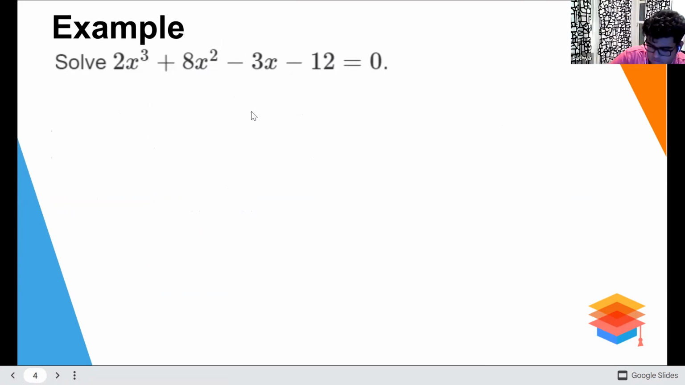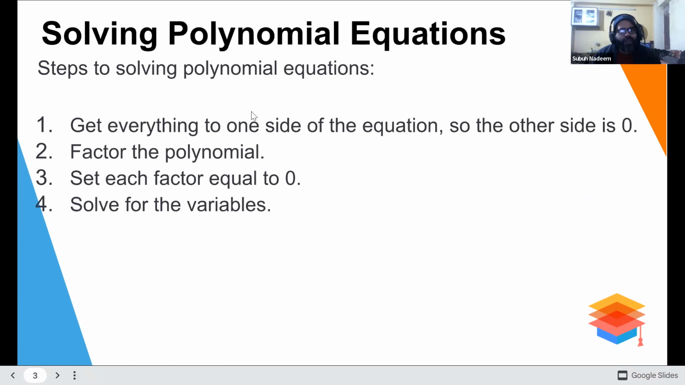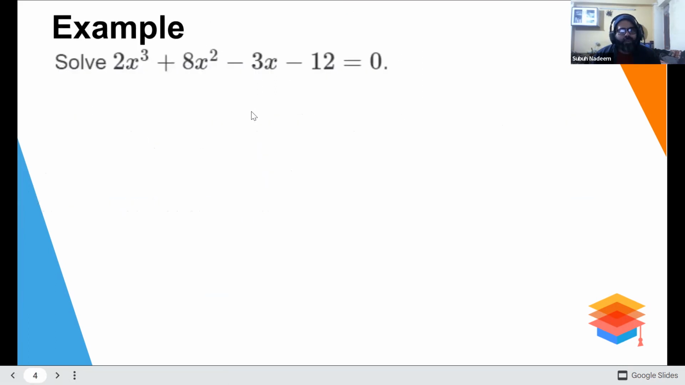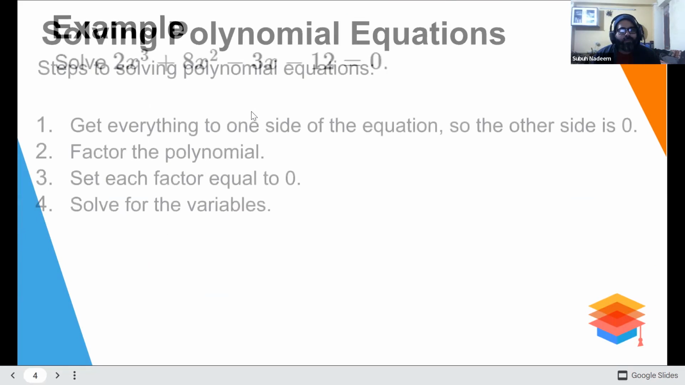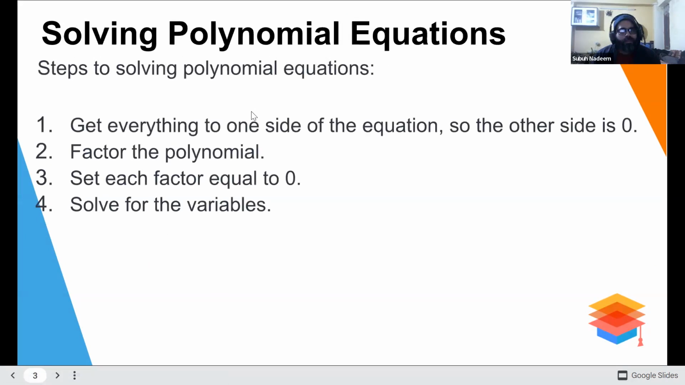This is a normal solving. Yes, that is what we were doing. Here it is only equal to 0. So you have to find the factors and equate them to 0, and find the value of x for this question.